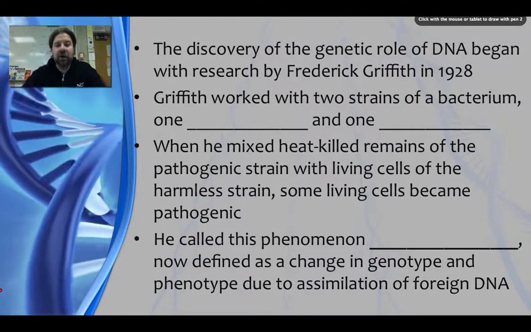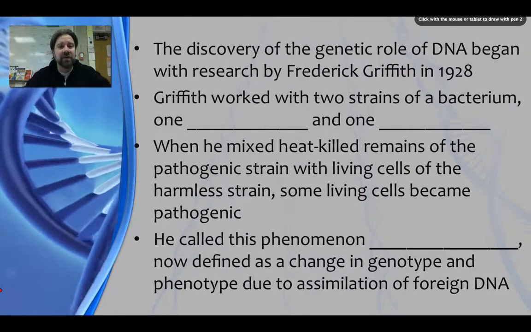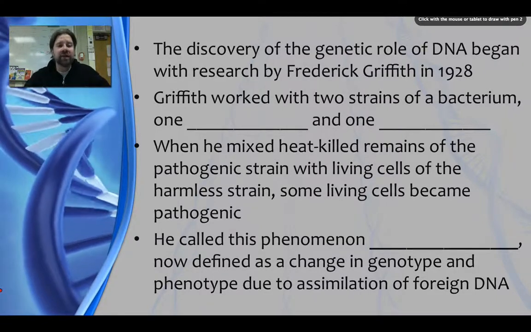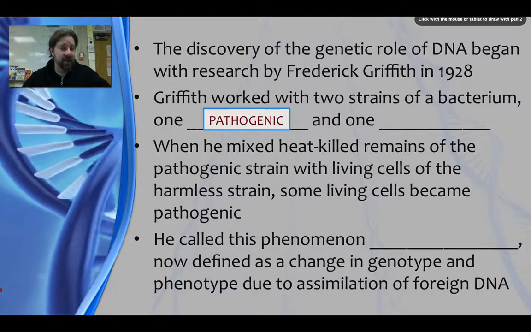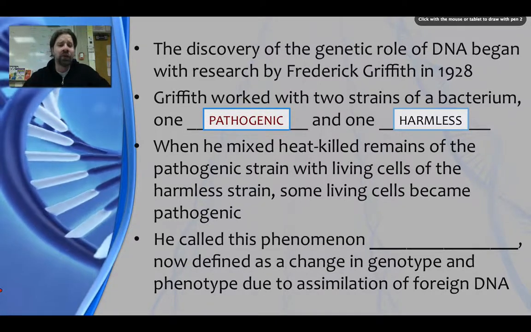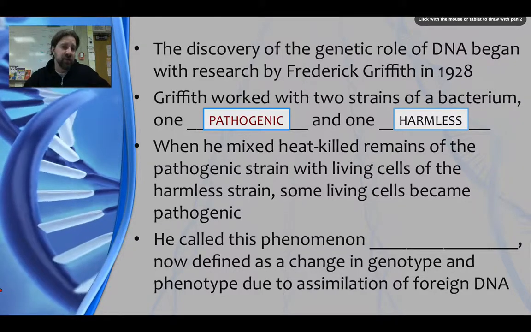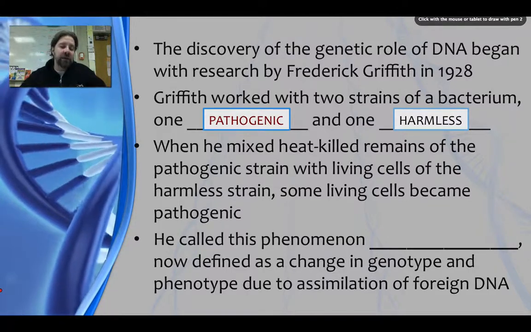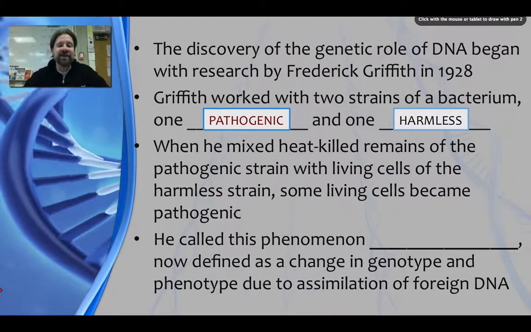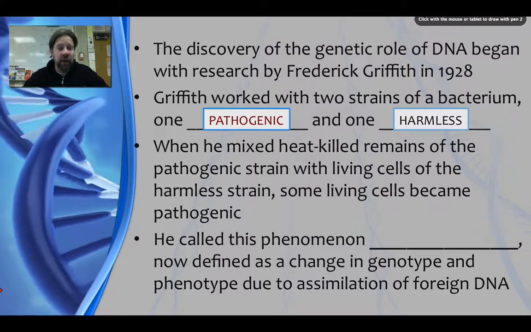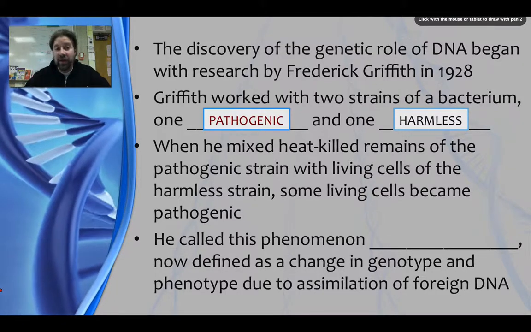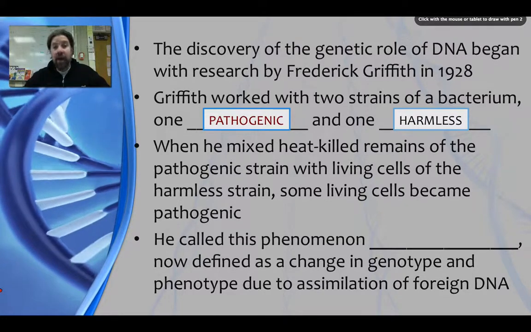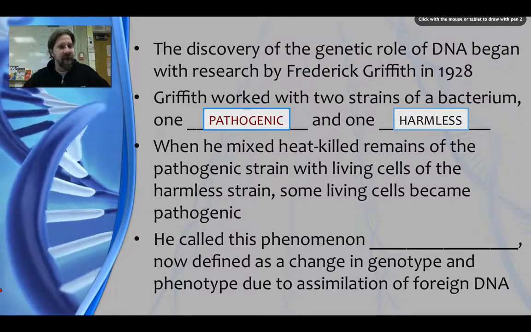One of the first experiments where we were trying to find the role of DNA was done by Frederick Griffith in 1928. He works with two strains of a pneumonia bacterium, one which was pathogenic or disease-causing, and the other one which is just harmless. They're two different strains of this pneumonia bacteria. Bottom line in his experiment, he mixes heat-killed remains of the pathogenic strain. So he kills the bacteria that causes disease with heat, but then he mixes it with normal bacteria, and what happens is that the normal bacteria become pathogenic.